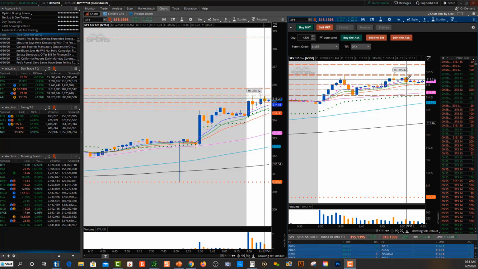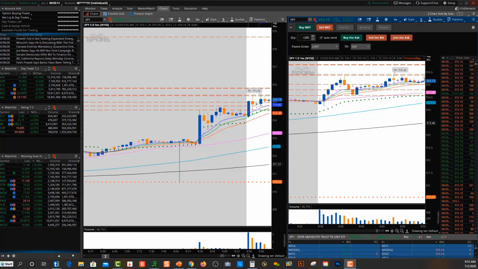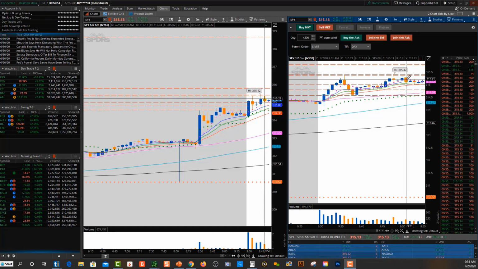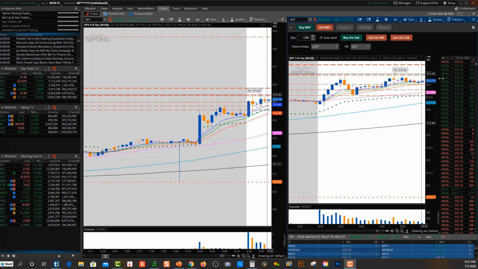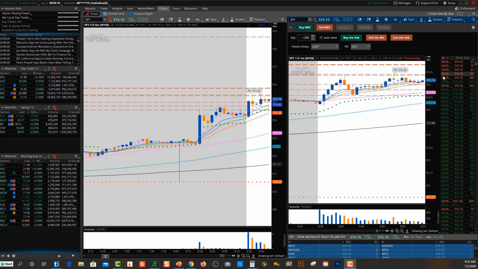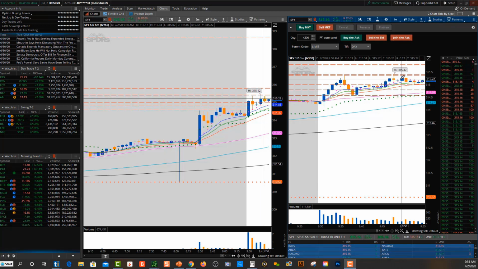315.20-ish level. I might take a potential entry if it gets above 315.20, looking for a potential break of high of day. I'm just going to watch price action closely on this, see if it can get above that 315.20-ish area.